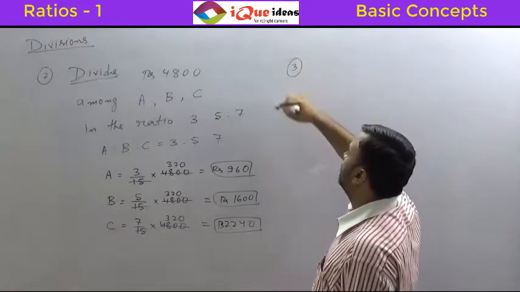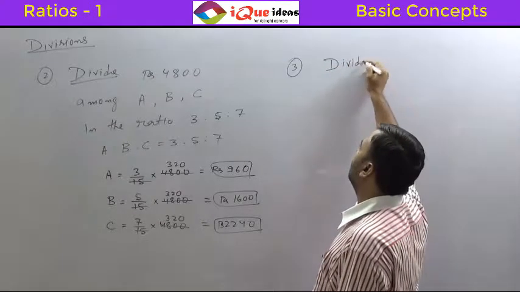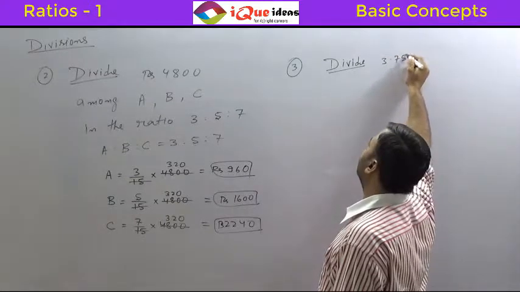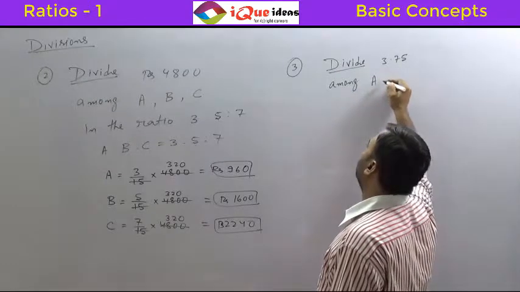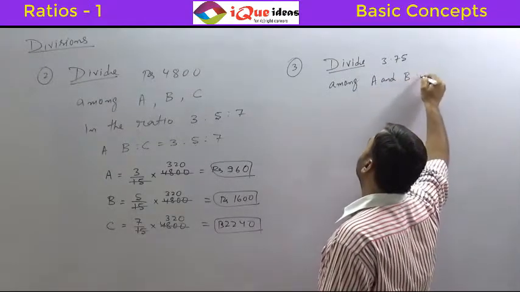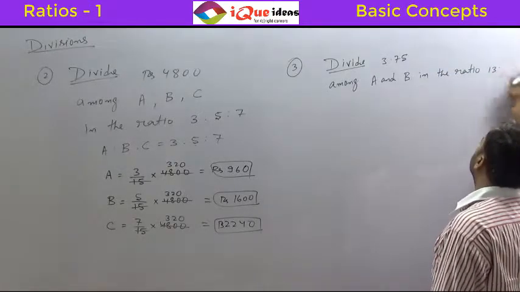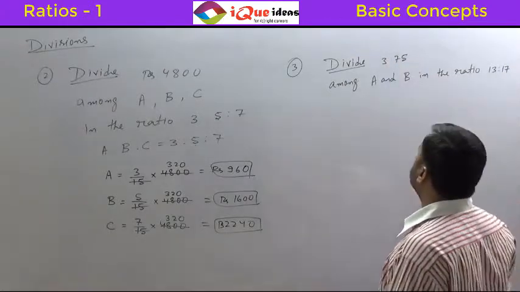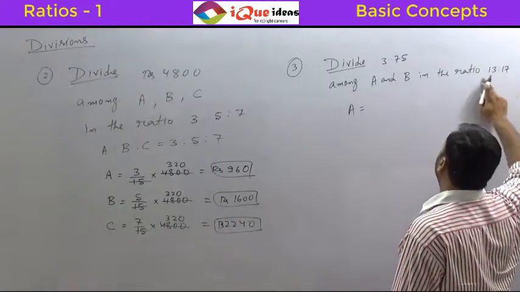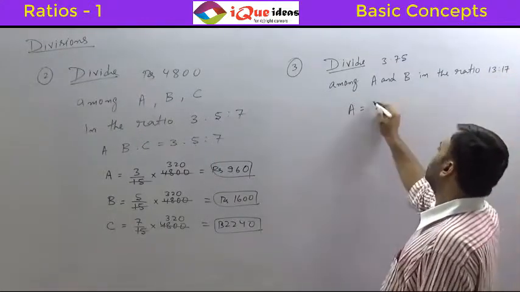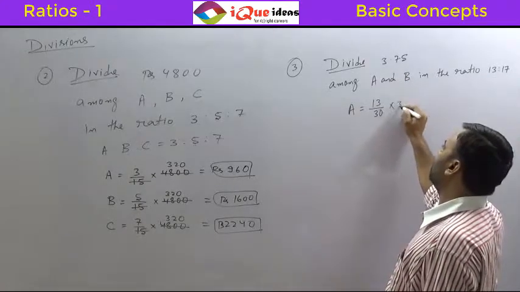Third one. If we have to divide 3.75 among A and B in the ratio 13:17. So it doesn't matter how small or big the number is, we just follow the procedure. A would be. So by now you know that the total number of parts will be the sum of these things. So A's share will be 13 divided by 13 plus 17, which is 30. So 13 by 30 into 3.75.